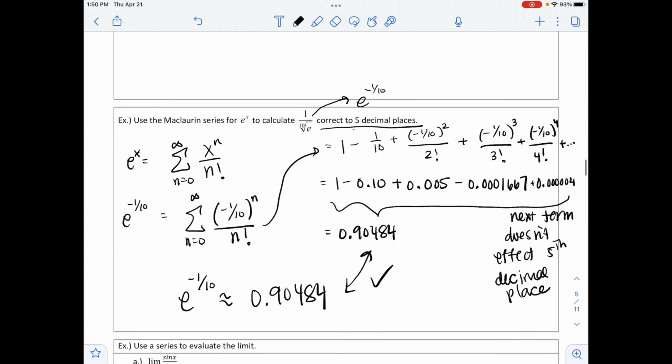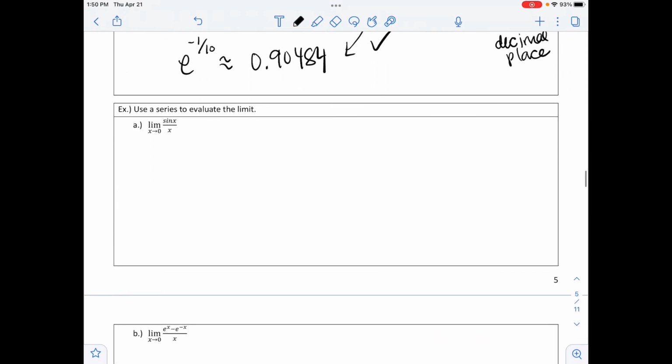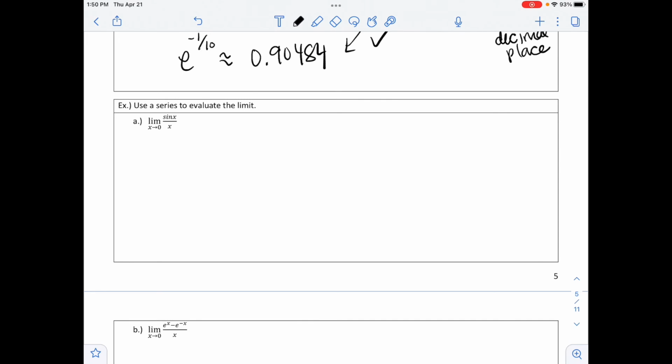So the example right below it says use a series to evaluate the limit. And so for this problem we have the limit as, and what we're going to do here is notice that if you were to evaluate this at 0, you would have indeterminate. And we talked about using different rules back in Calculus 1. So one of them was L'Hopital's rule, which would work for this since it is indeterminate. But let's try this another way, and let's try to use the sequences and series that are discussed in Chapter 11.